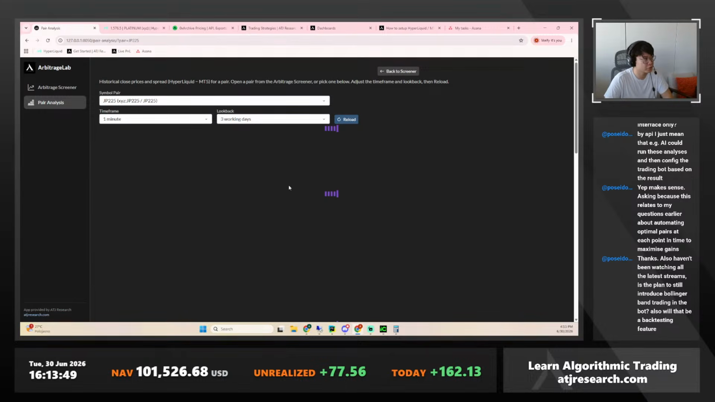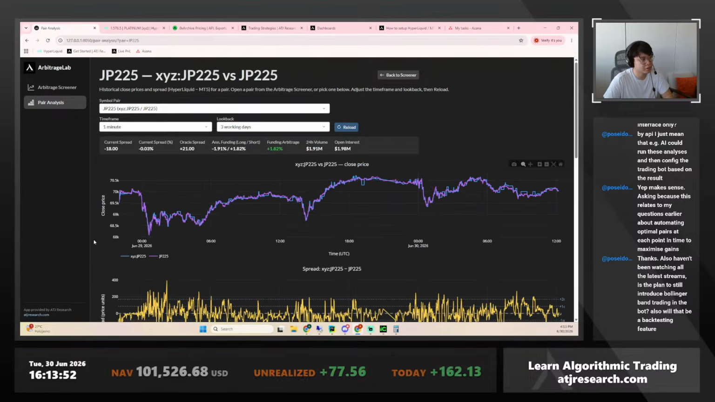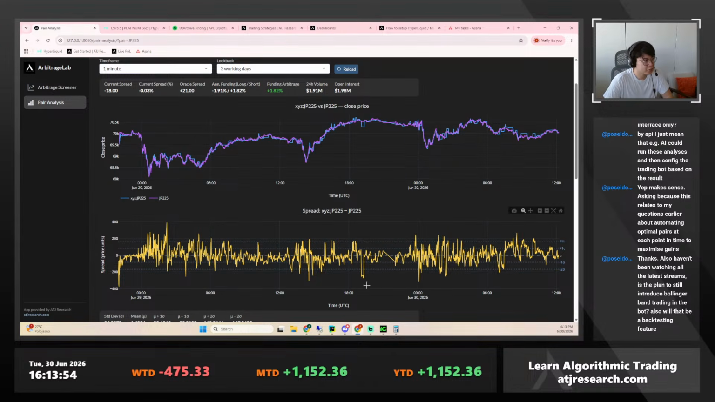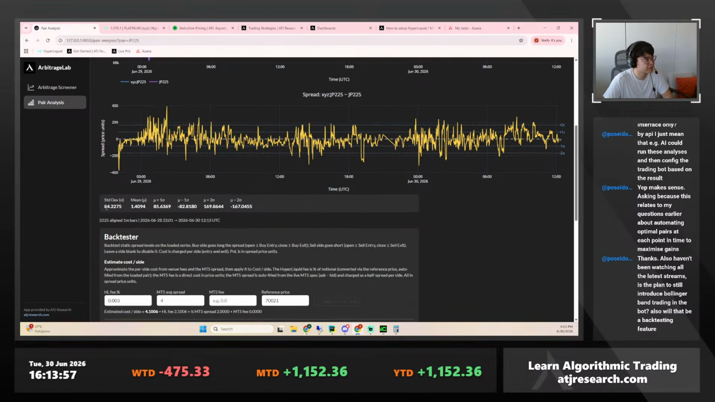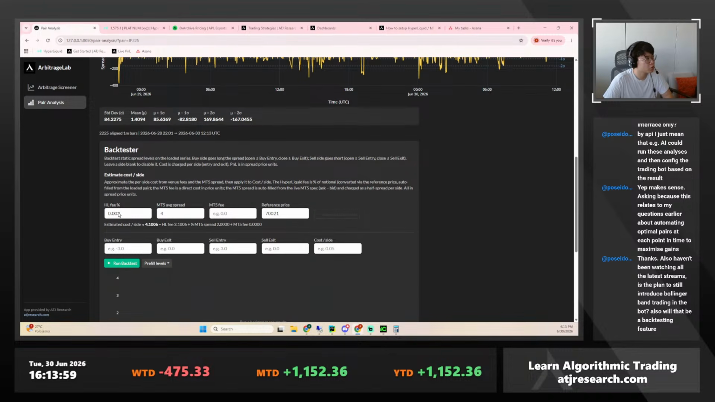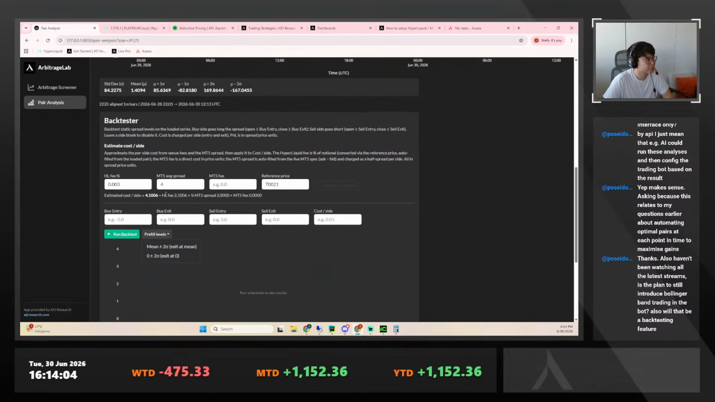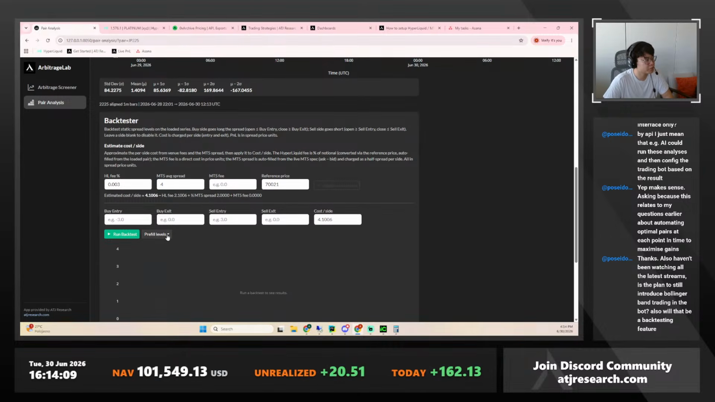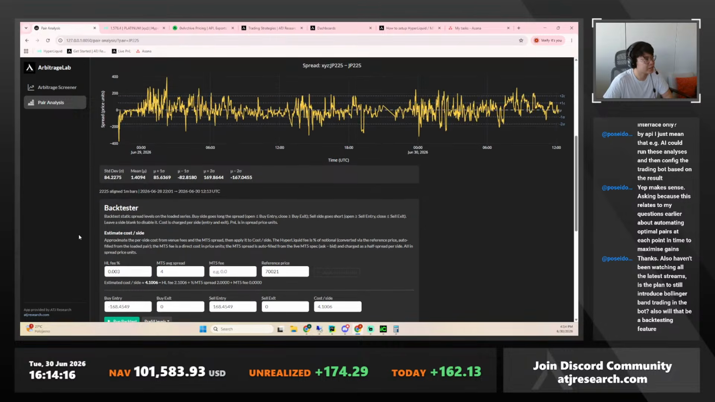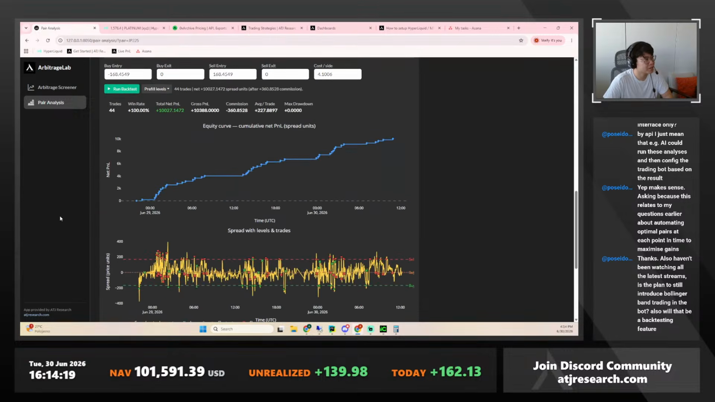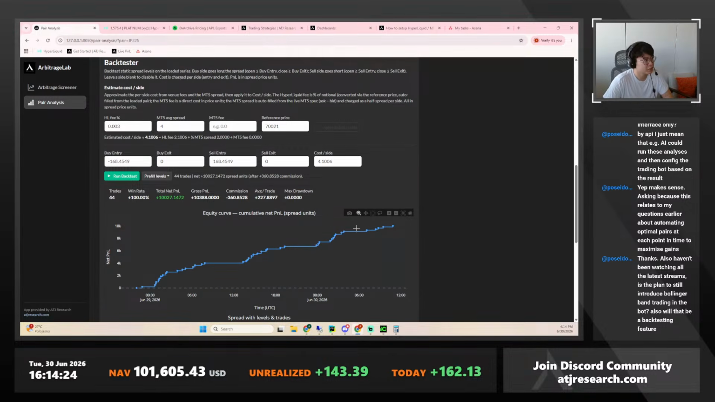So here, JP225, let's try to run a similar strategy on JP. If you look at this strategy here, you see standard deviations 84. So I can again try to run the same strategy here. I can pre-fill the commission per side, which is 4. I can pre-fill the base entry and exit levels. I can run the backtest, and suddenly you see that this backtest looks really nice.